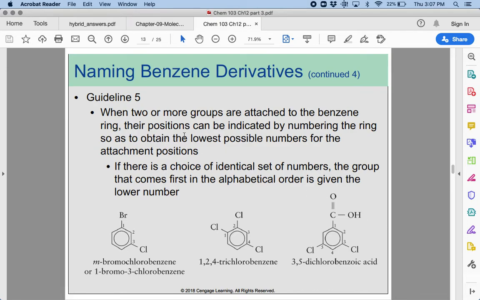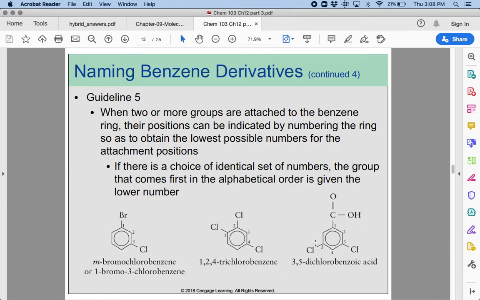When two or more groups are attached to the benzene ring, their positions can be indicated by their number, but we want to make it the lowest possible number as we've done before. So here we see the meta orientation, the 1, 3, so we could write it as meta bromo chloro, B comes before C, benzene, or we could say 1 bromo, 3 chlorobenzene. We don't have ortho, meta, para once we go bigger than 2, so now we would have 1, 2, 4 trichlorobenzene.